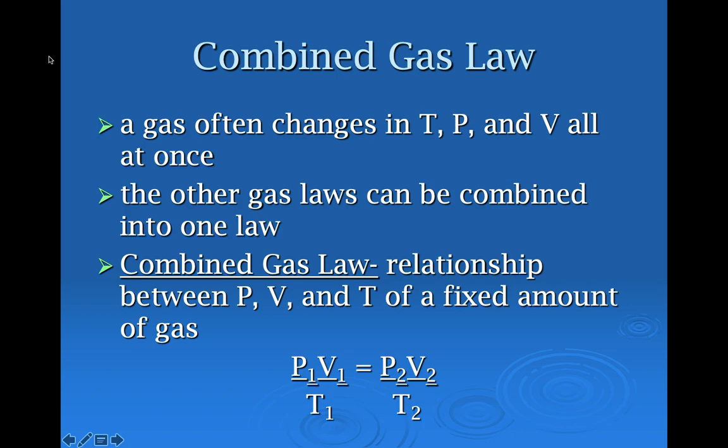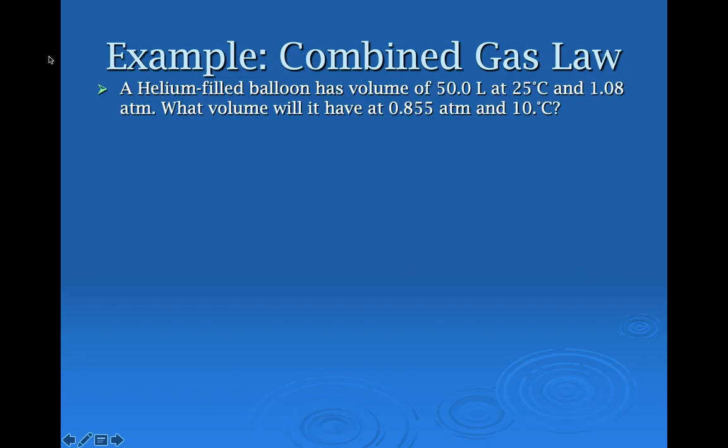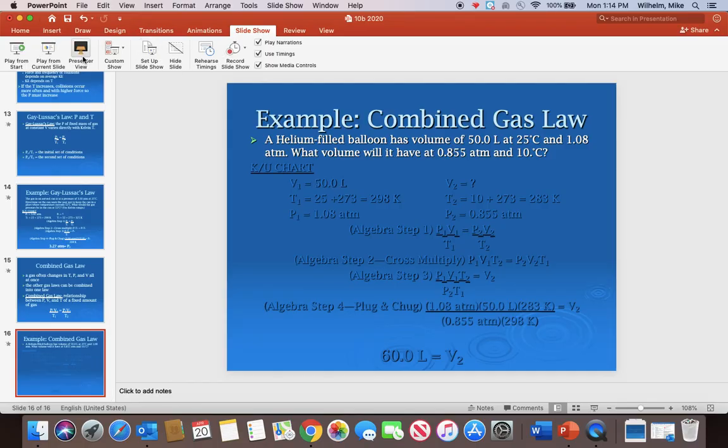6 variables, obviously. Again, I have to give you 5 out of the 6 variables in the story problem, and through algebra, you will be able to solve for the unknown 6th variable. So let's do a simple problem on this very last one. Very last slide. Helium-filled balloon has a volume of 50 liters at 25 degrees and 1.08 atmospheres. So I can right now start building my KU chart.